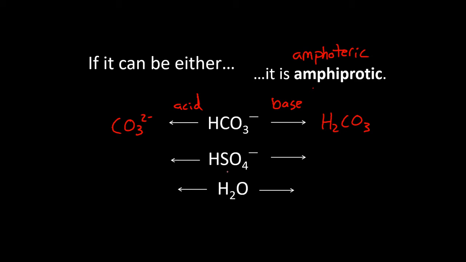Same thing here with the, is that called bisulfate? I think it is called bisulfate. But anyway, HSO4 minus, if it acts like an acid, then it loses an H+. And so it becomes SO4 2 minus. And if it acts like a base, which it practically never does, but it is technically possible that it could do that, it would go back to being H2SO4.